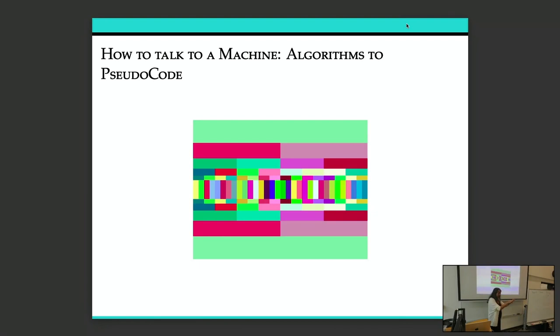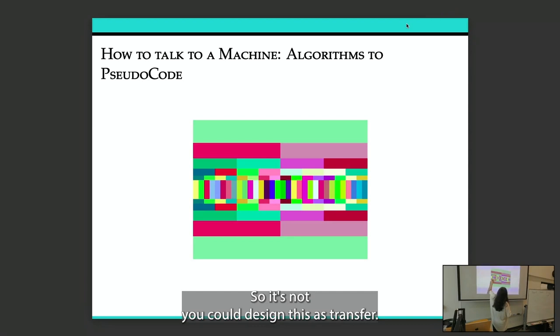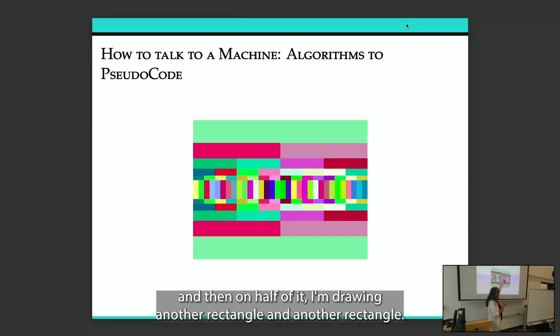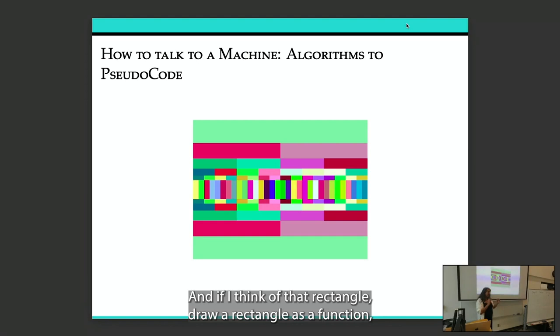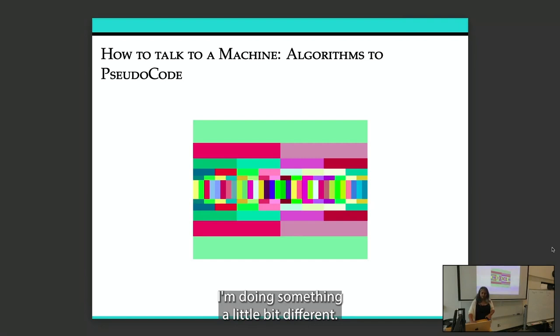So you could design this as trice, but you're like, oh, I'm just drawing another rectangle, and then on half of it, I'm drawing another rectangle and another rectangle. So how do you do that? Really, all I'm drawing is a rectangle. And if I think of drawing a rectangle as a function, I'm just calling the same function again and again, except I'm not looping. I'm doing something a little bit different.